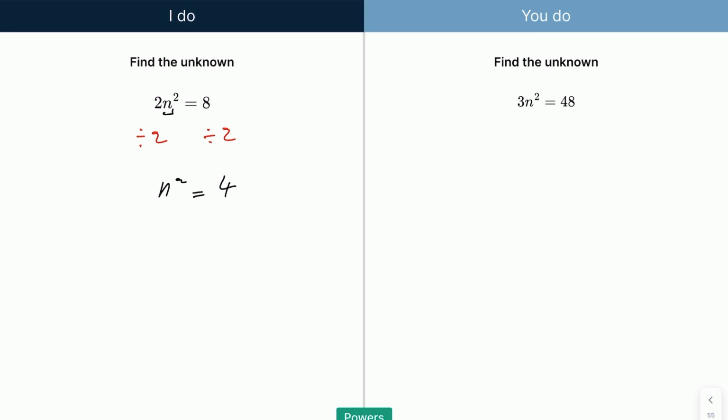Now what's the opposite? We want to get rid of the squared. What's the opposite of squared? It's square root. So we're going to have to square root the 4. So that means n is equal to the square root of 4, and the square root of 4 is equal to 2. So again, hopefully you've pressed pause and had a go at the example on the right.